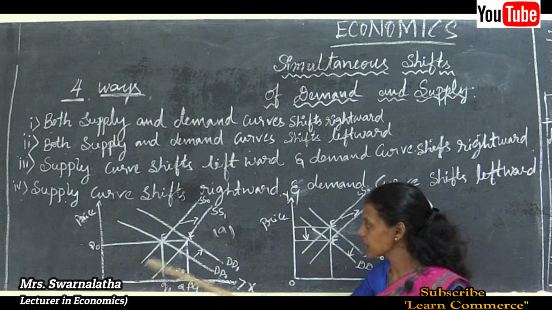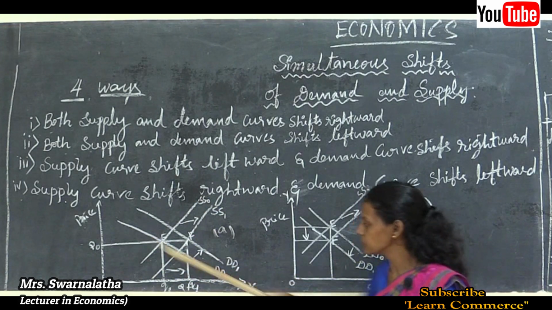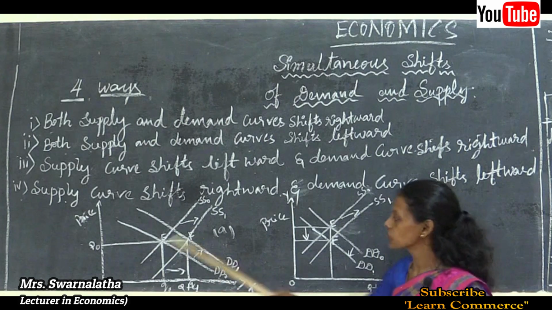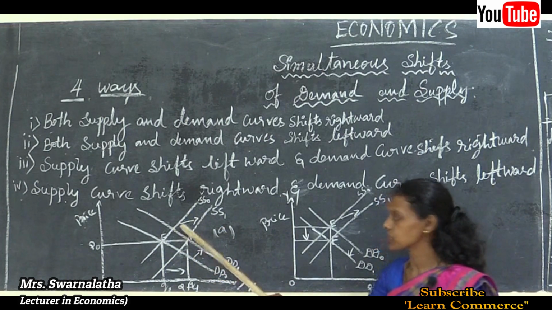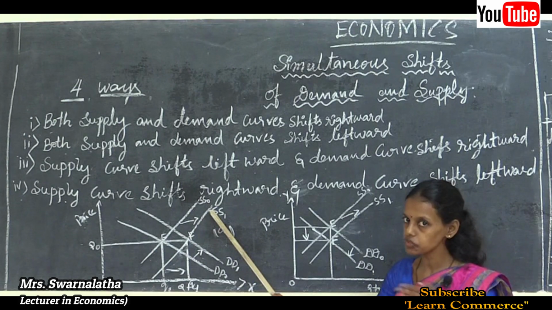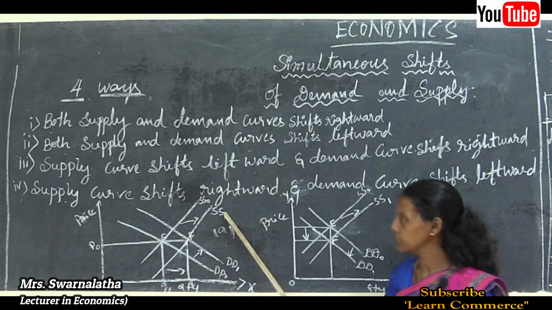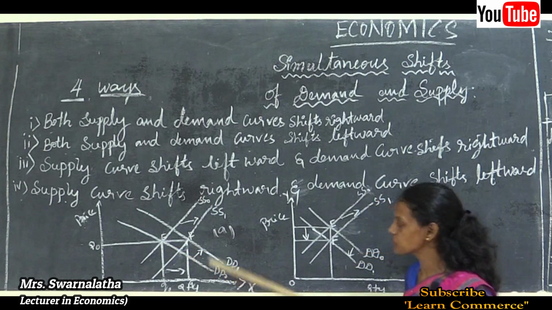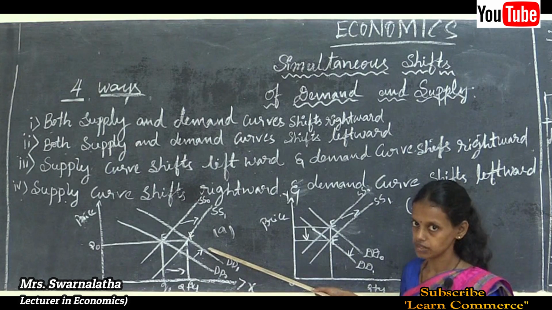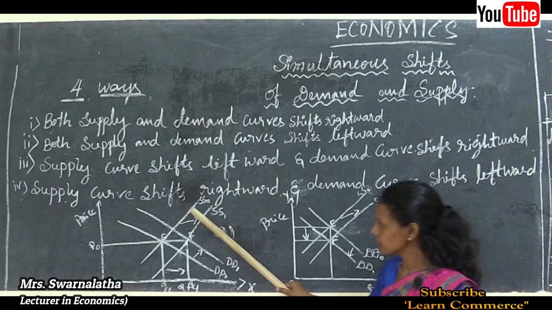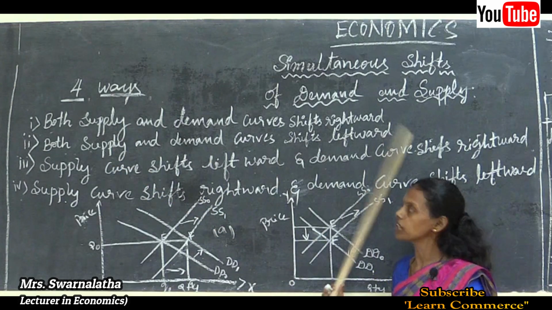So, here the initial equilibrium supply curve is SS0, and the demand curve is DD0. Due to the changes in the quantity produced, the supply curve shifts rightward, that is SS0 to SS1. The demand curve also shifts rightward, that is DD0 to DD1. In other ways, you can see both supply and demand curves shift leftward.